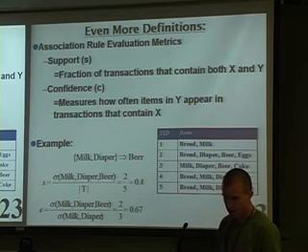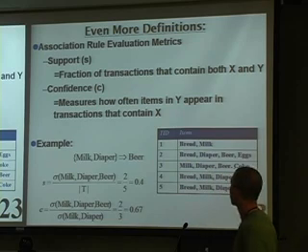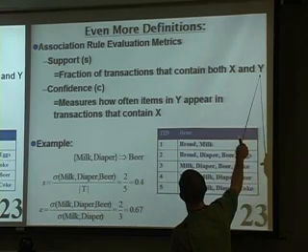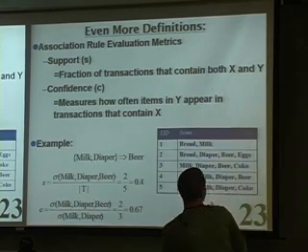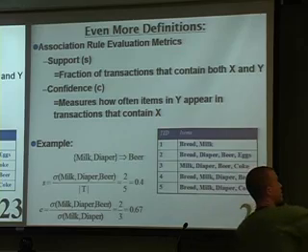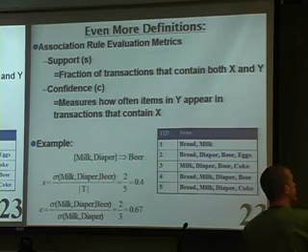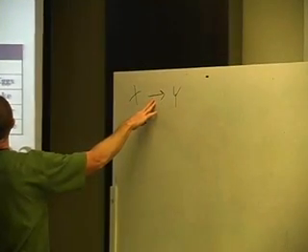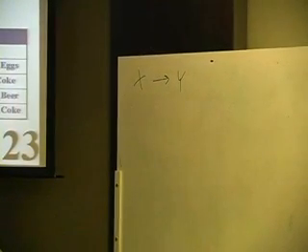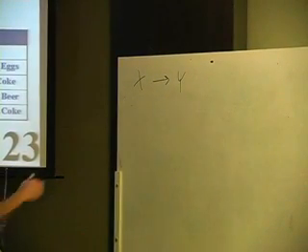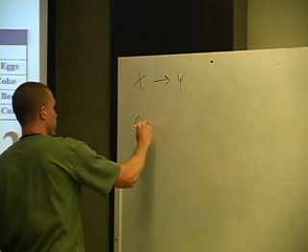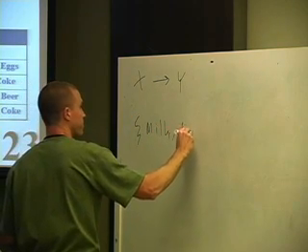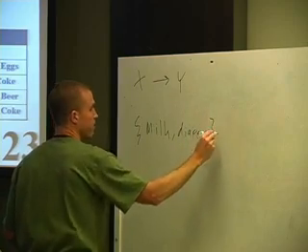So support, basically, is the fraction of transactions that contain both X and Y. The association rule starts off like this, right? X implies Y. But when you're figuring out the support of X and Y, you sort of ignore the arrow. So for the example here, milk, diaper implies beer. So let's go with that example. Milk, comma, diaper implies that I buy beer.